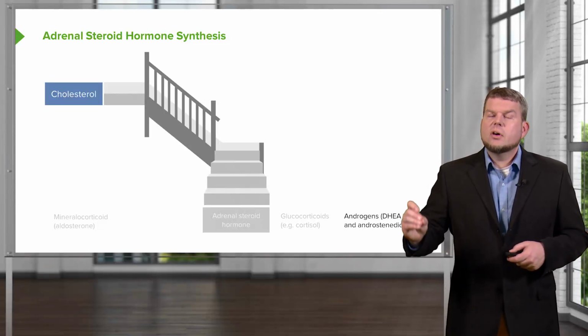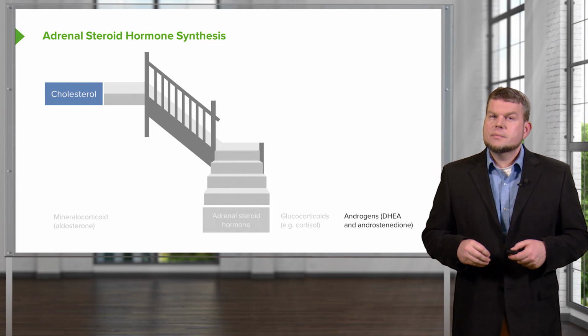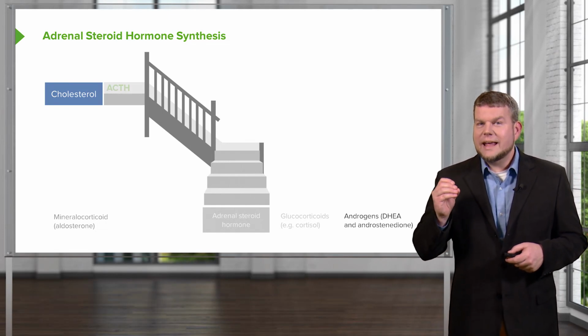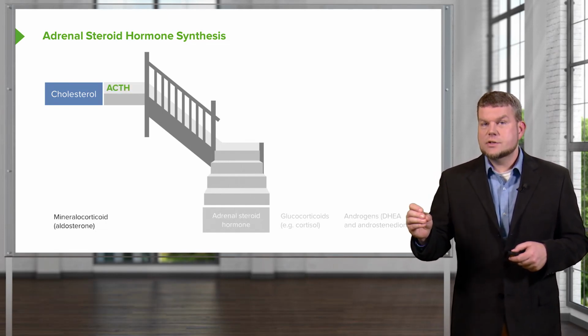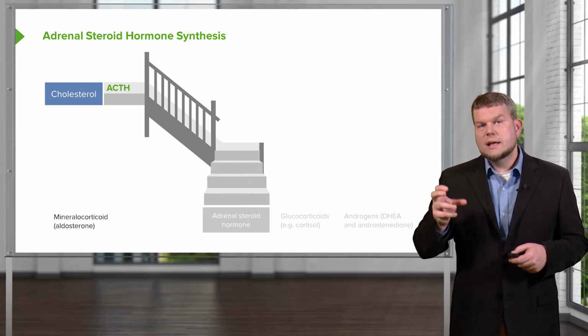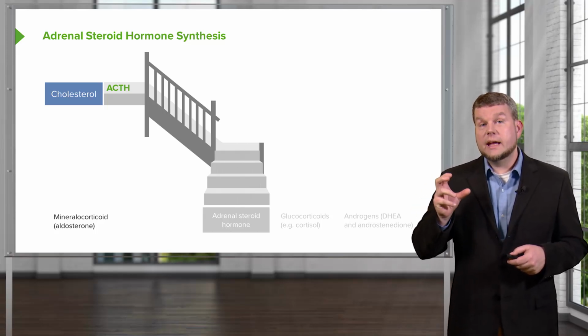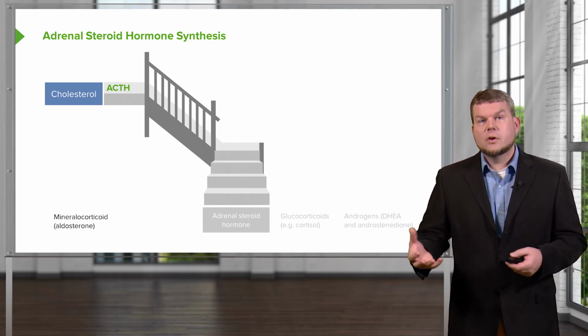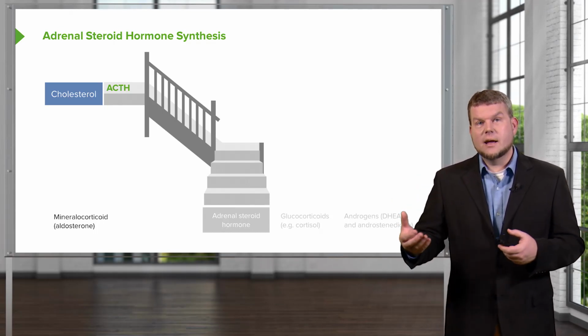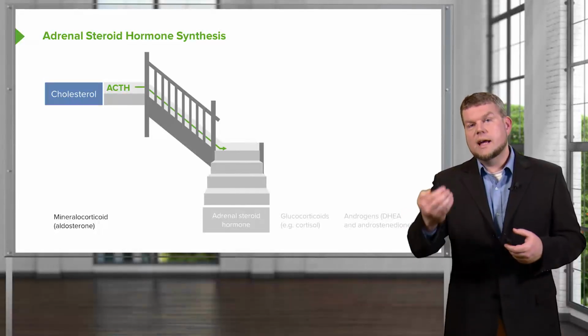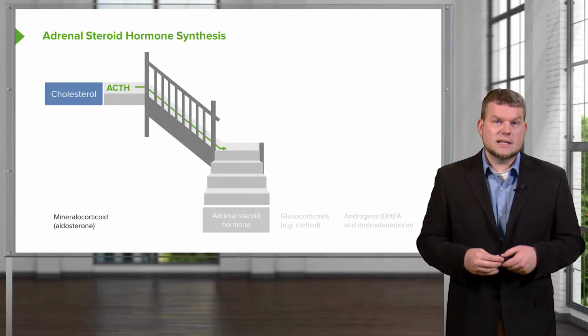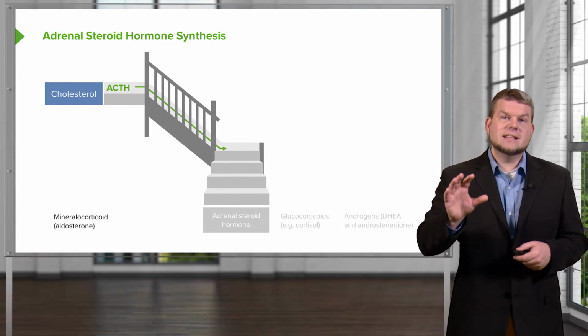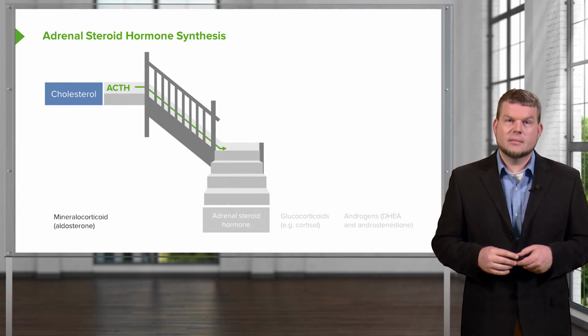What starts the process down the stairs? ACTH. This factor released from the anterior pituitary engages an enzyme called a side-chain cleaving enzyme that starts cholesterol down a number of stepped process to eventually reach its end hormone state.